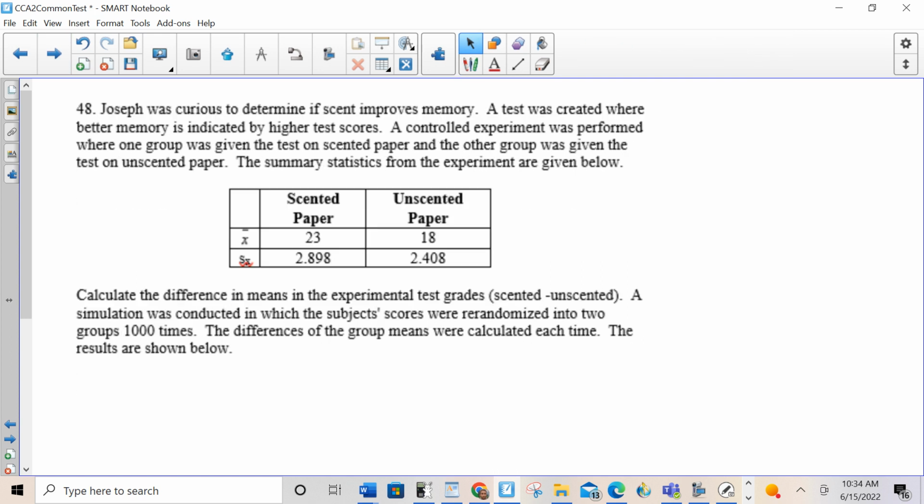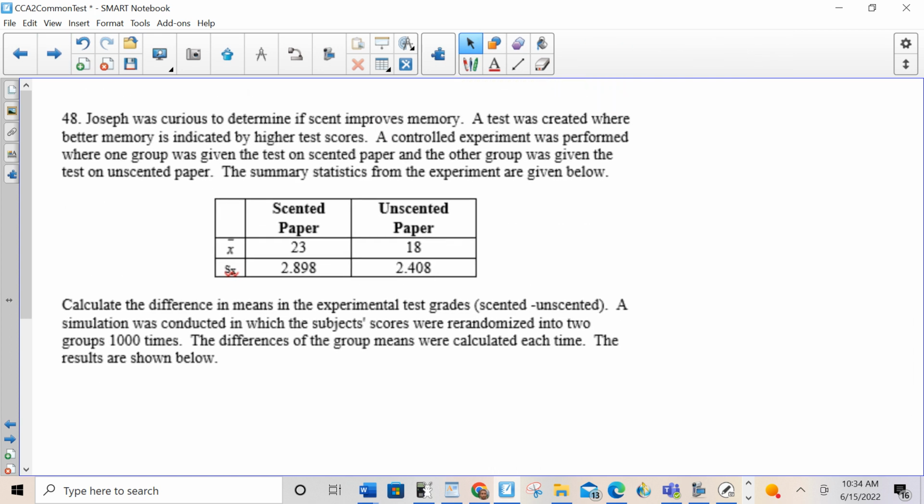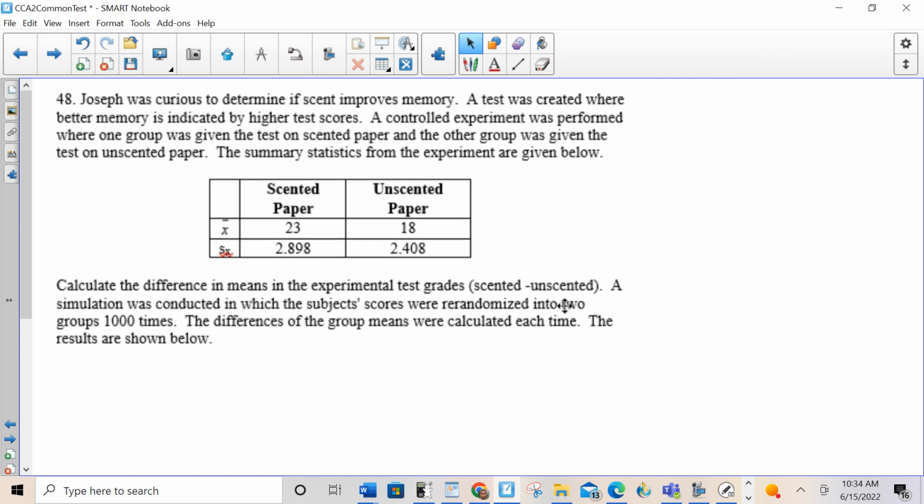Which brings us to the mean differences problem. So we said before, to perform a controlled experiment, I need to randomly select a sample, randomly assign half to a treatment group, half to a control group. Apply the treatment to the treatment group, give a placebo to the control group if possible, analyze the data. Here's how we analyze the data.